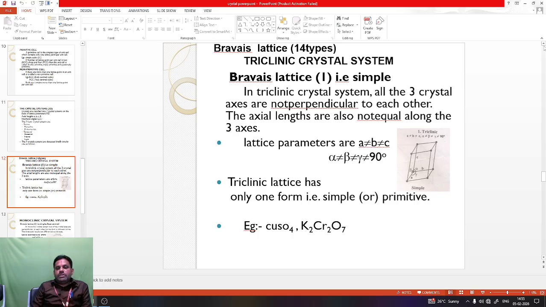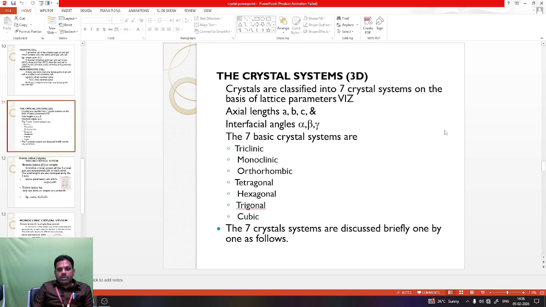So first is the simple system, that is the triclinic system. What is a Bravais lattice? There are 14 types. Already we have the 7 crystal systems. In those 7 crystal systems, only the simple system was explained: cubic, hexagonal, tetragonal, orthorhombic, monoclinic, triclinic, which consist of atoms only at the corners, which is the simplest cell. But complicated systems are also available.